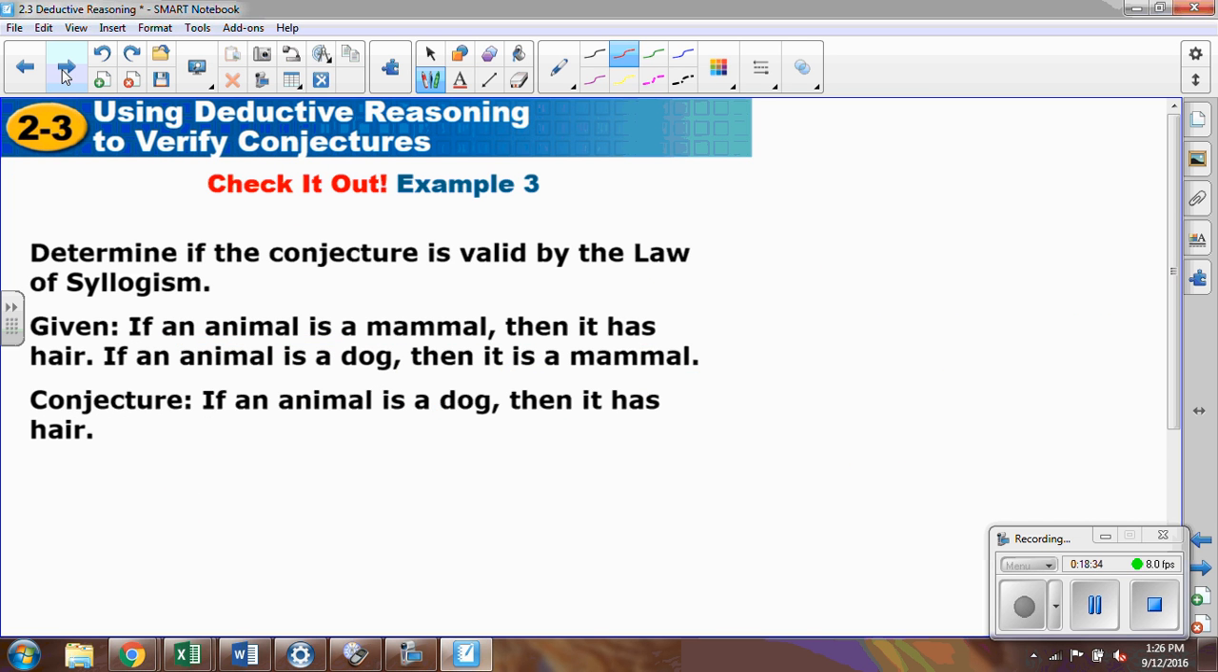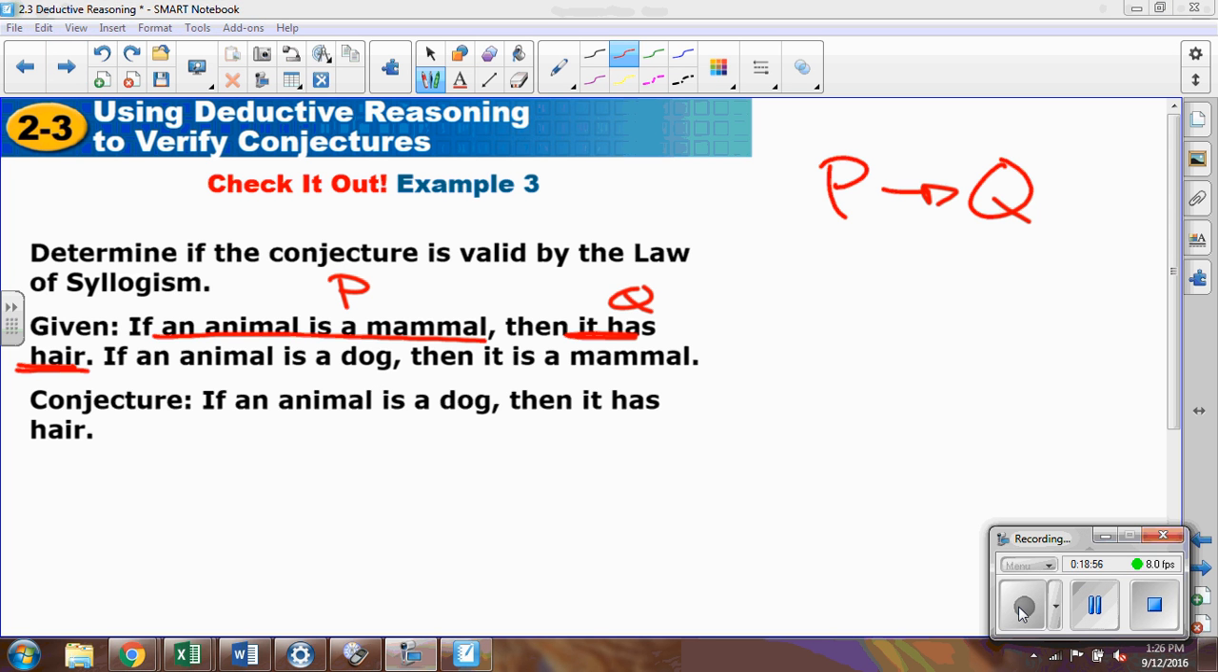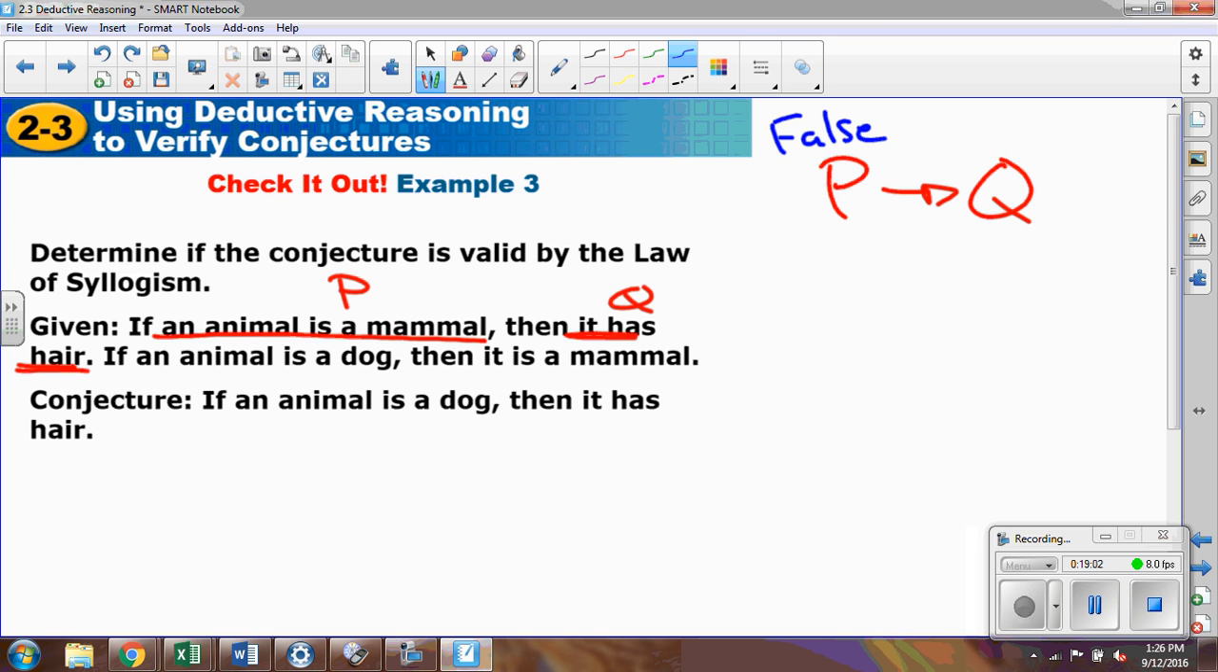One last example before we're finished here. If an animal is a mammal, then it has hair. Is that true or false? Okay, so initial thoughts that people are saying right now, that's a false statement. So if it were false, we would already know that we can't use the law of syllogism, that the whole thing breaks down. Let's continue and see if we can find some other issues though.